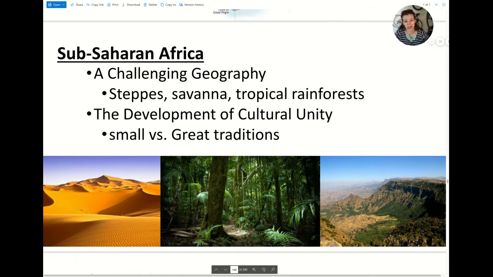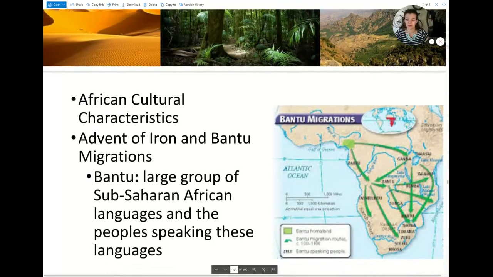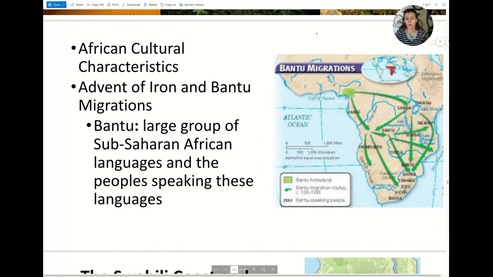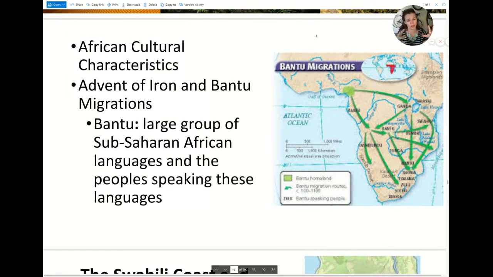And we see that sub-Saharan Africa is really not going to be invaded until the 19th century with European imperialism. This is in part because of two things. One, the machine gun. Two, trains. Malaria and just the natural environment is going to prevent this sort of large-scale invasion from ever happening in sub-Saharan Africa. So what are some of these cultural characteristics that they do have in common?